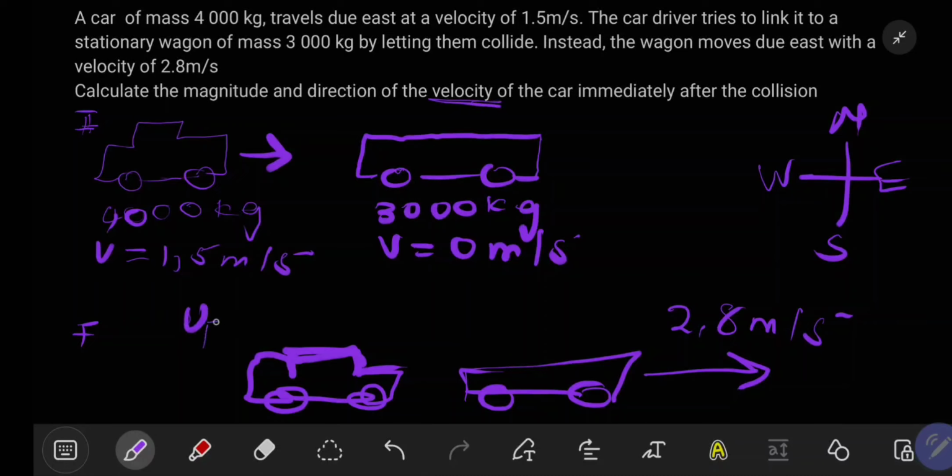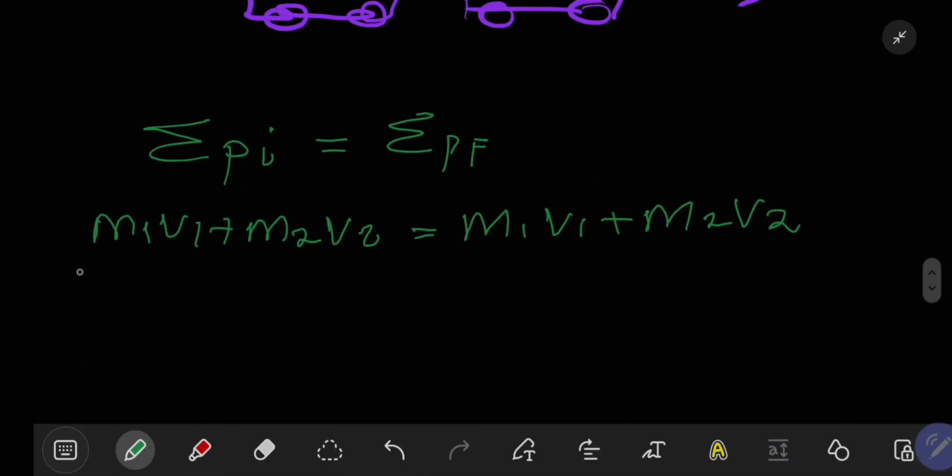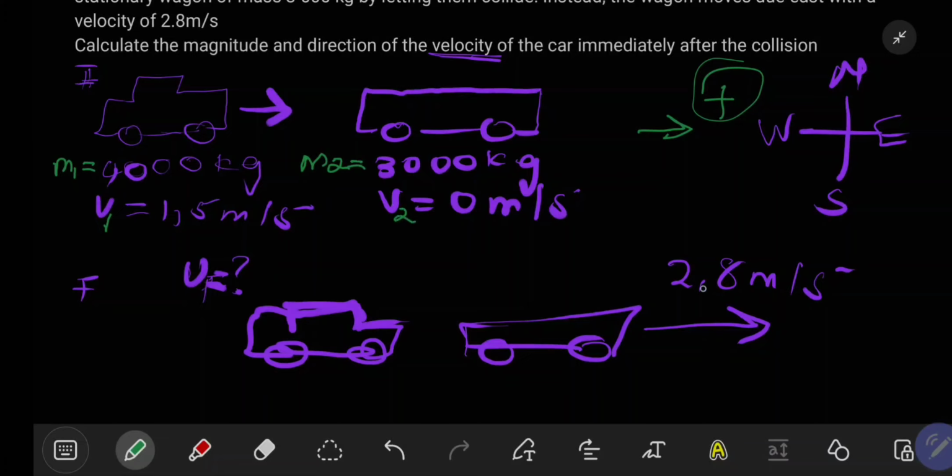Initially, which is this stage, we had the mass of the car, which was 4,000. Before we can do that, let's choose direction. We take east as positive. So this is our mass 1, which equals 4,000. Then this is our v1. Then this is mass 2, which is 3,000. This is v2. Everything on this wagon will be considered number 2.